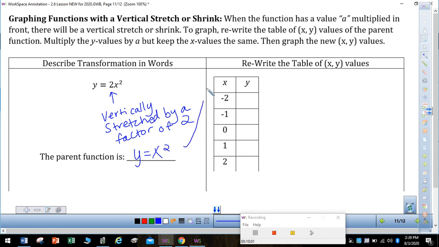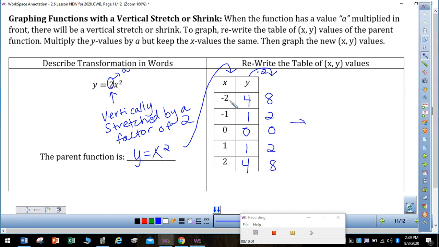So over here, for the table of values, I'm going to start by just copying the values for the parent function. So when x is negative 2, squared is positive 4, negative 1 squared is 1, 0 squared is 0, 1 squared is 1, 2 squared is 4. Now we're going to take these y values and multiply them by a. A is whatever number we have out in front of our function. In this case it's a 2. So we're going to multiply those y values by 2. So we have 8, 2, 0, 2, 8.